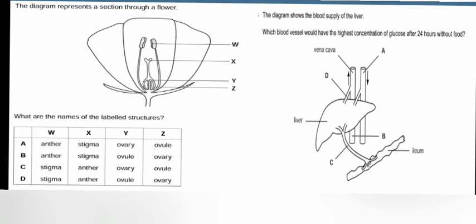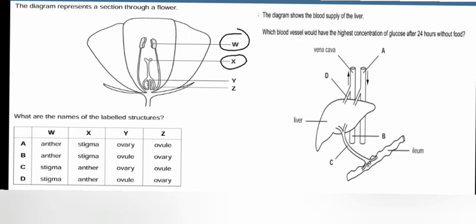The next question. The diagram represents a section through a flower. What are the names of the labeled structures? So we have W. W is called the anther. From the anther, that is when the pollen grains are released. Then we have part X.